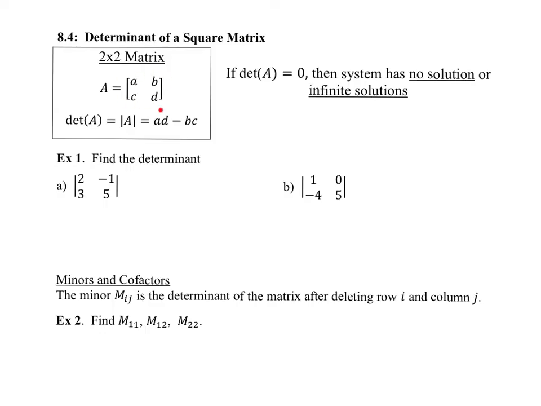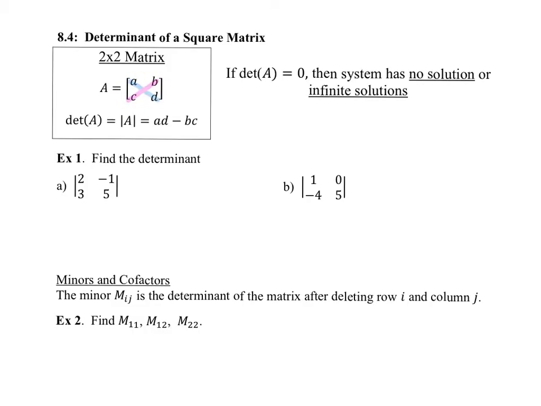Okay, so I'm going to look at this matrix. This is a 2 by 2 matrix, which makes it a square matrix. If you want to find the determinant of a 2 by 2 matrix, I start on the top left and multiply these together. So AD minus, and then I multiply in the opposite direction, BC. That would give me the determinant of a 2 by 2 matrix. As a fun fact, if the determinant of a matrix is 0, then that system has no solution or infinite solutions.